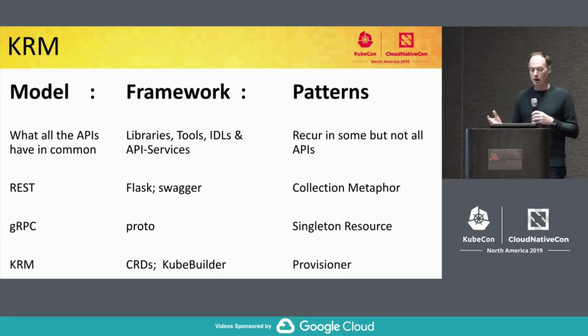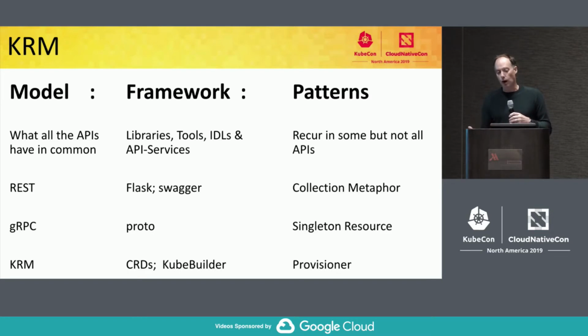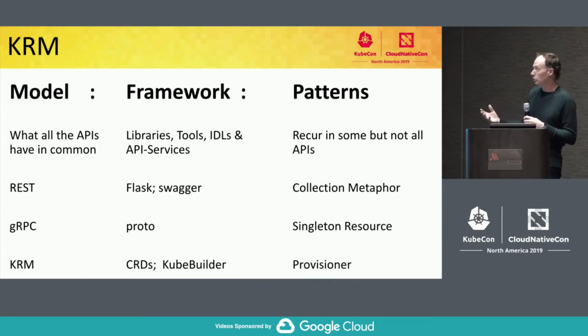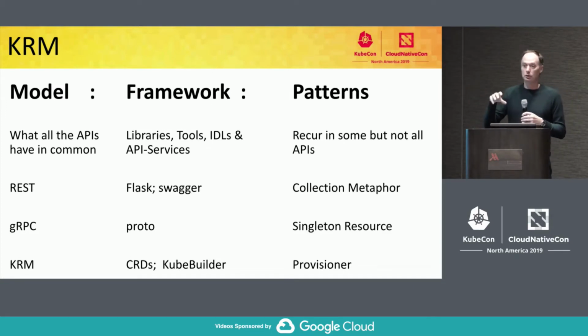So I use the terms model, framework, and patterns. Let me explain what those mean to me. A model is something that a bunch of APIs have in common. It could mean the wire format or headers that are required or other things. REST is an API model that most people have heard of. I don't say that Kubernetes perfectly follows the REST model, like it doesn't use links for everything or link relations. Framework is a term I mean to use for libraries or tools or meta APIs or API services, IDLs that help you create things that follow the model. It's not necessarily required, but it helps a lot.